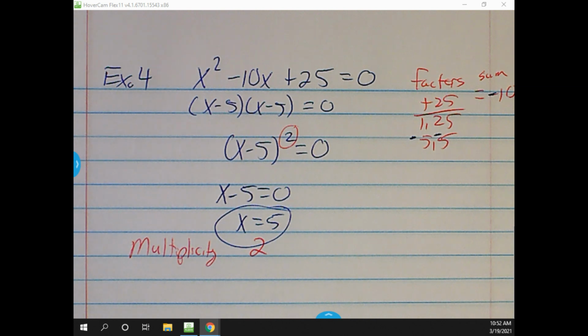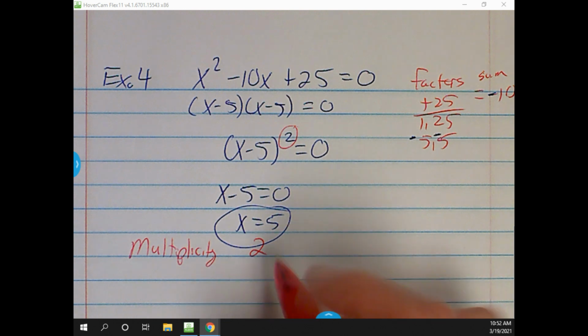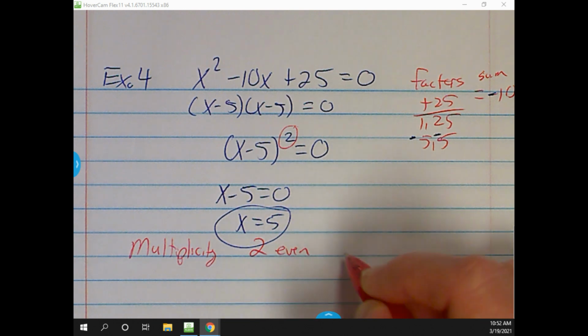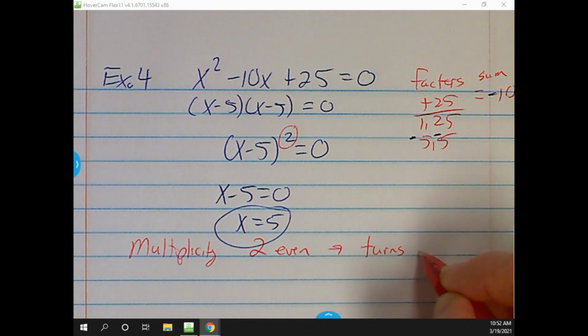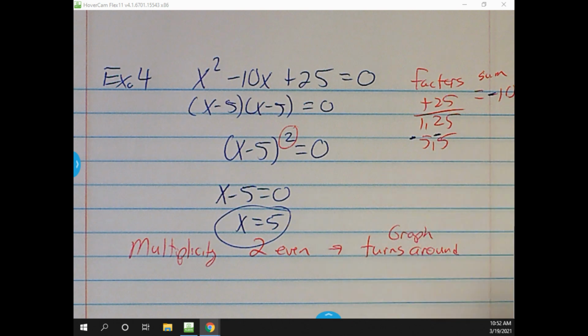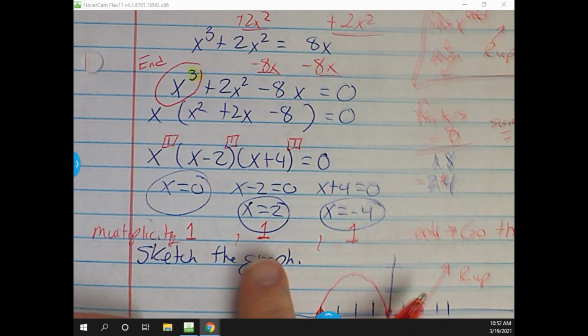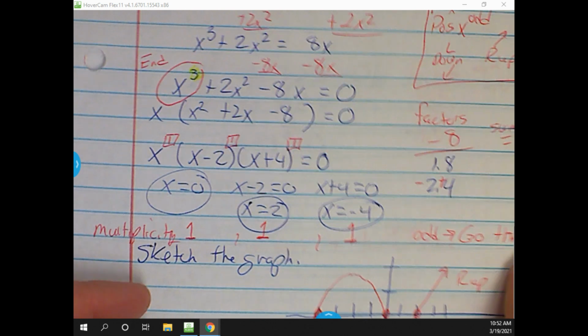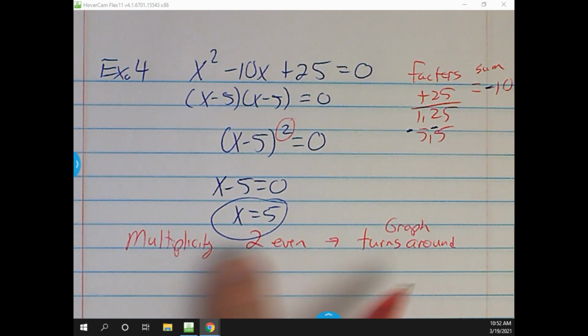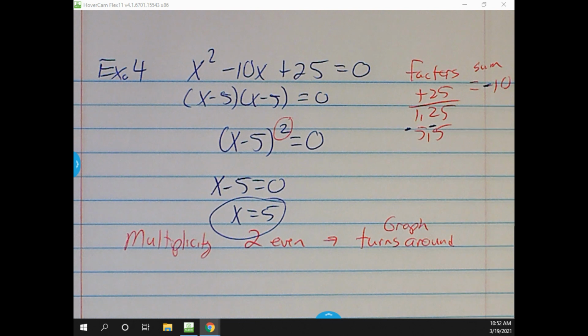All right, and the big thing is that when you get a multiplicity of 2, which is even, that means when you graph this thing, the graph will turn around at that point. And that's the biggest difference between the multiplicity being an odd number, where it goes through when we get there, or the multiplicity being an even number, which tells you the graph is going to turn around.